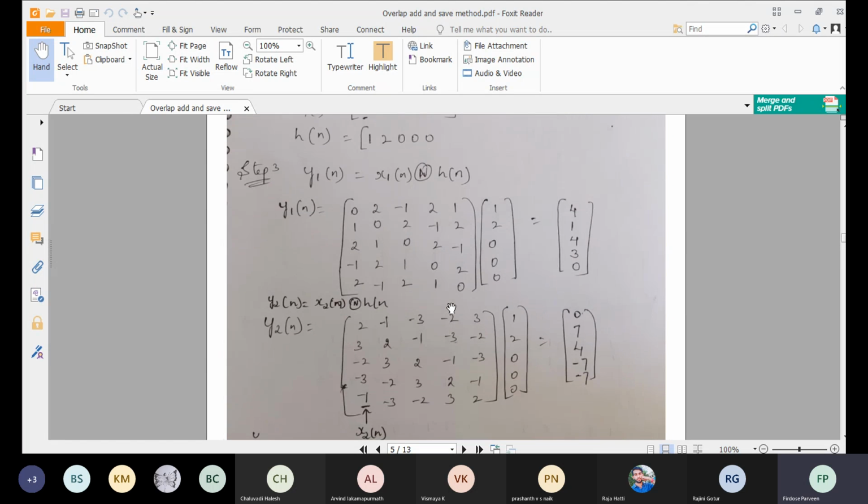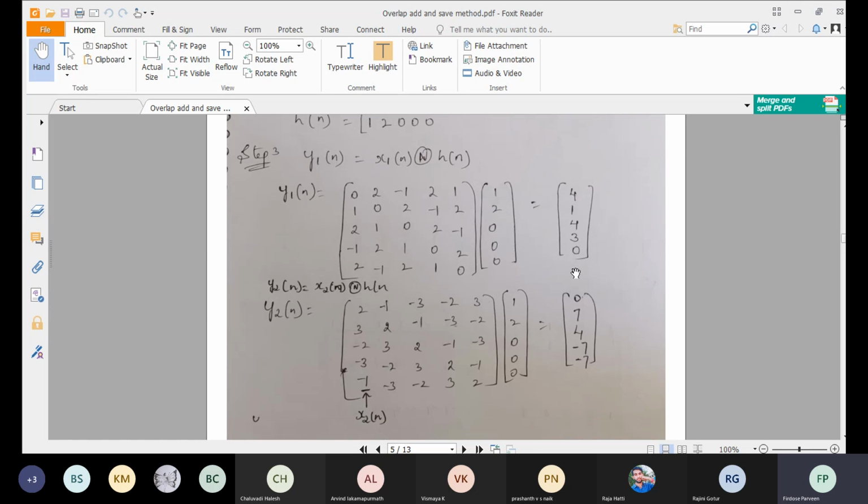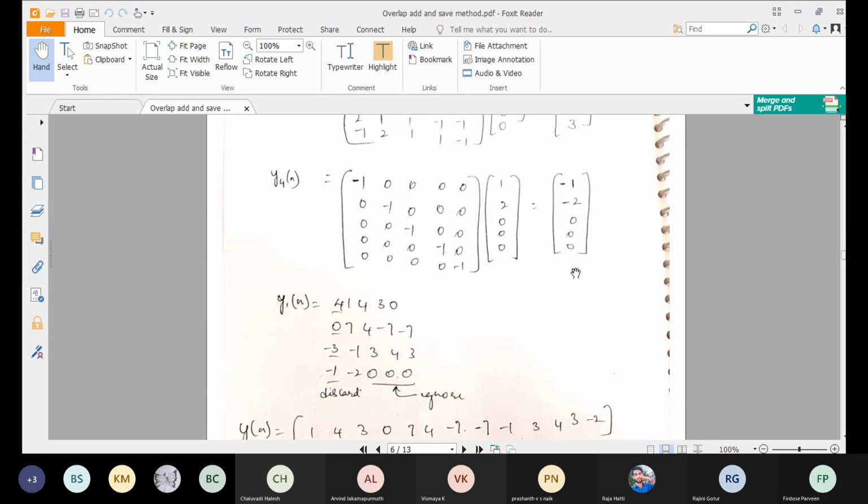In y1 of n, what did we get? 4 1 4 3 0. We will remove that 4. Next, y2 of n, what did you get? 0 7 4 minus 7 minus 7. So remove this 0. Minus 3 minus 1 3 4 3. Remove this minus 3. In the same way, remove this minus 1. We have discarded these, and the resultant whatever you have got is your y of n.